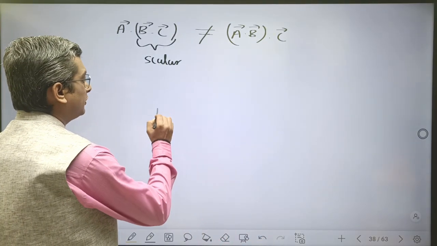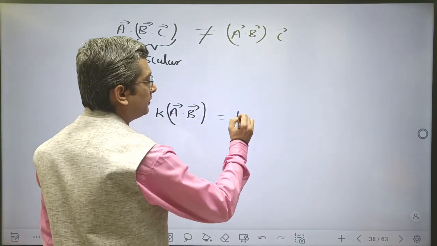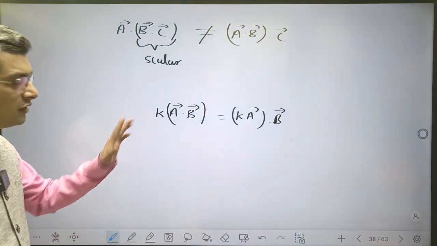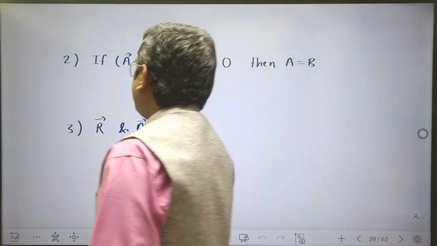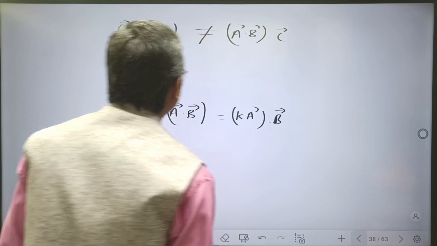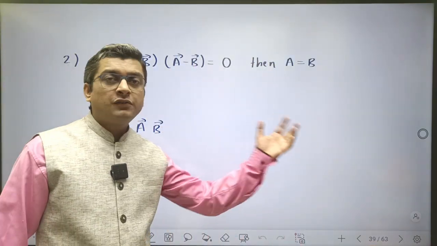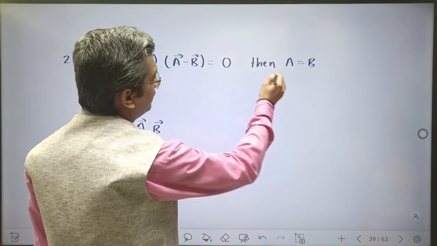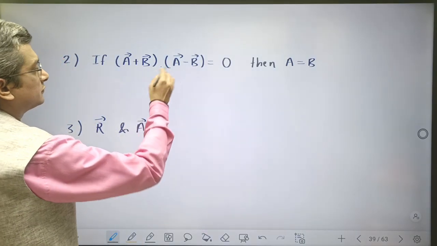This can happen if you write (k a) dot b, where k is a scalar, isn't it? Now, these are the properties, and on the basis of the properties we have some more examples, and on the basis of these examples we are going to get new results, isn't it? So if (a plus b) dot (a minus b) is equal to 0, then we have to prove a is equal to b. The condition is this, isn't it?